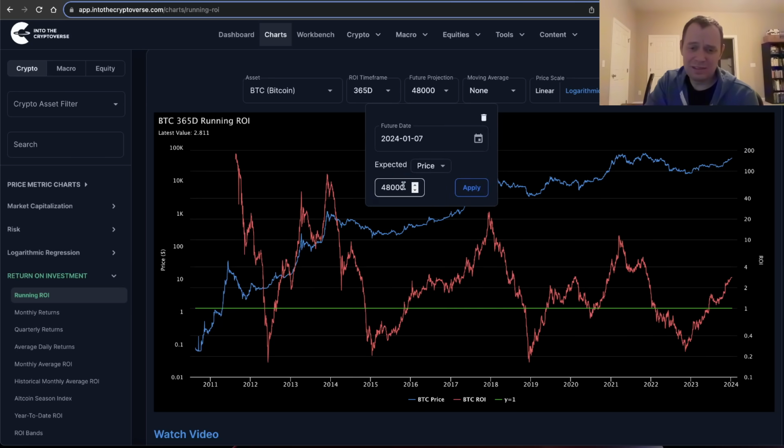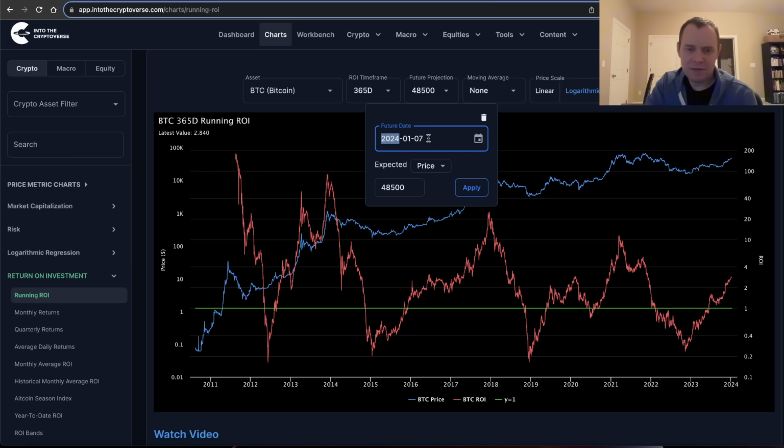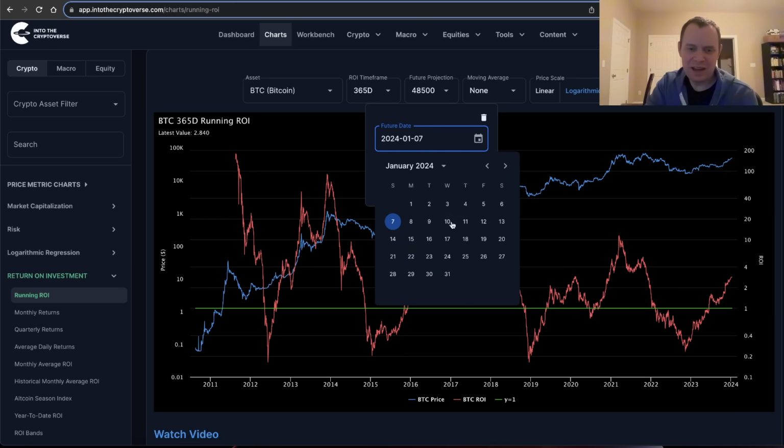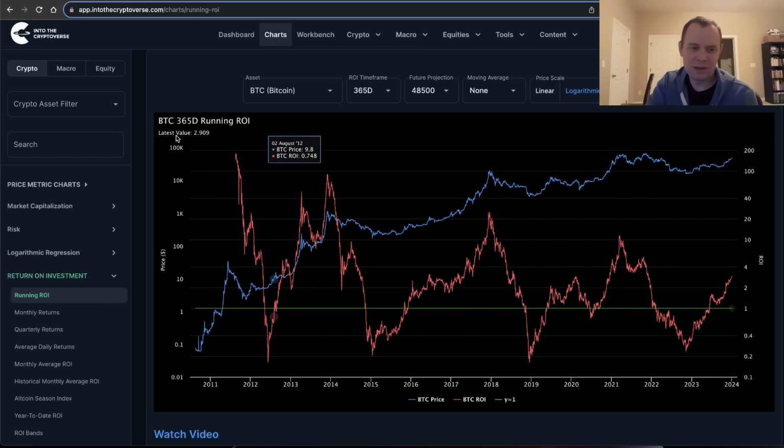So for it to reach that level, it'd have to go a little bit above that. I don't know exactly how much above that, but we can play around with it and see. So 48.5 would put it at 2.84. And again, remember, it also depends on when, because if I were to change the date to an earlier date, it would make it easier for it to get up to that level, right?